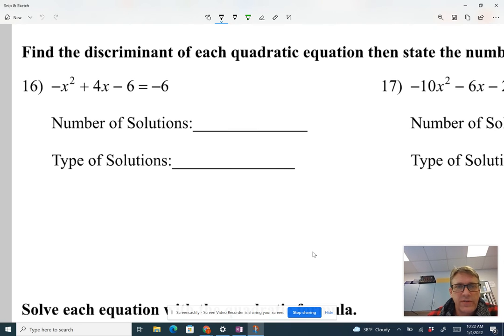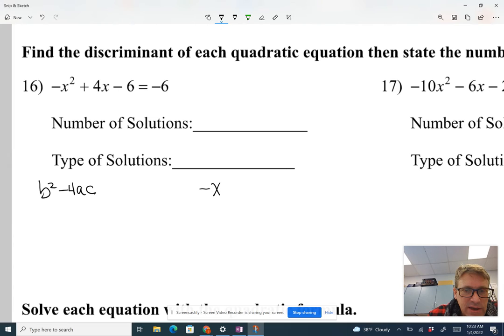We're going to focus first on the discriminant, which is the part of the quadratic equation that is b squared minus 4ac. It's the part that's under the square root sign, under the radical. So in the case of what we've got here, minus x squared plus 4x minus 6 equals negative 6.